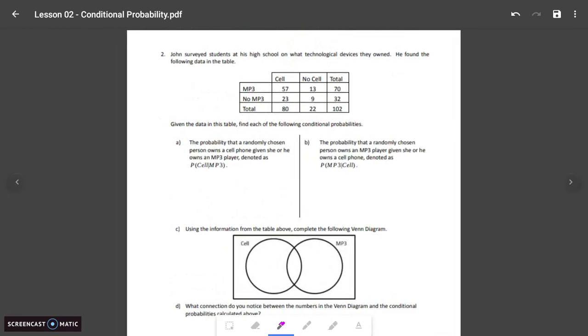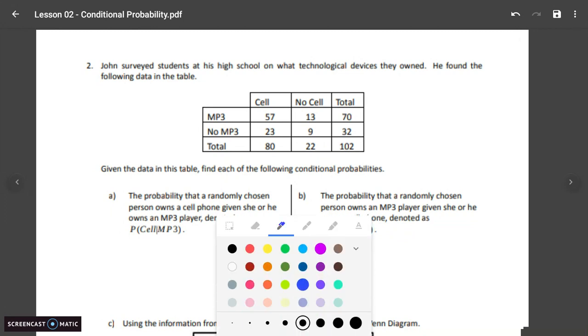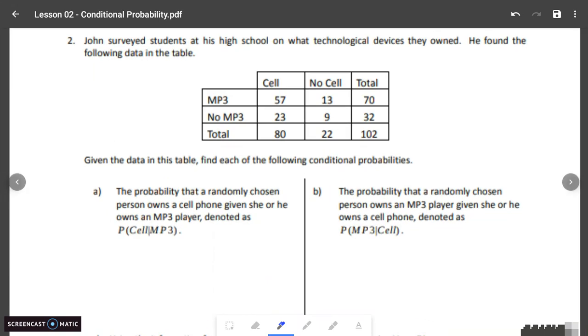Okay, so let's look at number 2 here. We have John surveyed students in the high school about what technology devices they owned, and he found the following data in the table. Given this table, we want to talk about conditional probability now. The probability that a student chosen owns a cell phone given she or he owns an MP3 player. It's denoted like this: the probability of cell phone, this little line reads as "given," but notice what the given is. She or he owns an MP3 player.